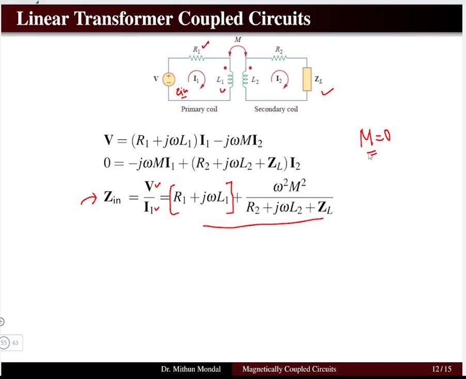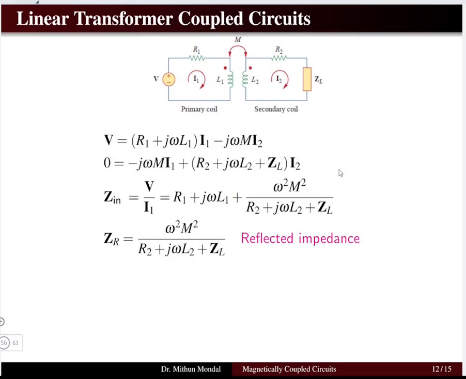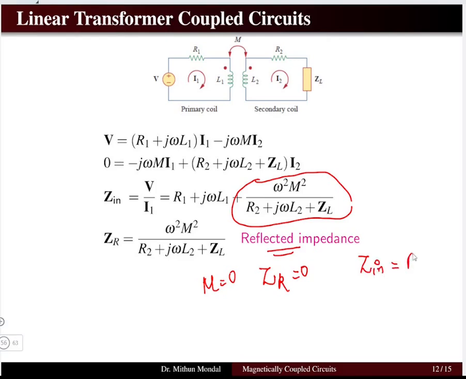But due to the presence of mutual inductance, the second coil will have some effect on the first coil, which is given by this equation. So what is this term? This term which is impacting the input impedance of the first coil is known as the reflected impedance. If mutual inductance is 0, there is no mutual coupling between the first coil and the second coil, then the reflected impedance ZR will be 0, and the entire input impedance will be equal to the normal circuit value, R1 plus jXL1. And due to the mutual inductance, the reflected impedance will impact the first winding.